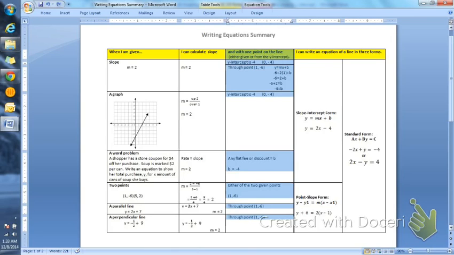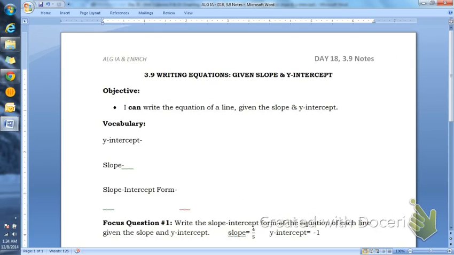And with one other point on the line, you can eventually then write an equation of a line in any of the three forms: slope-intercept form, point-slope form, or standard form. Now we are going to concentrate all of our efforts though on the slope-intercept form. That's what they'll expect you to do on the ECA. So in our first lesson, you're going to be learning how to write an equation given the slope and the y-intercept.